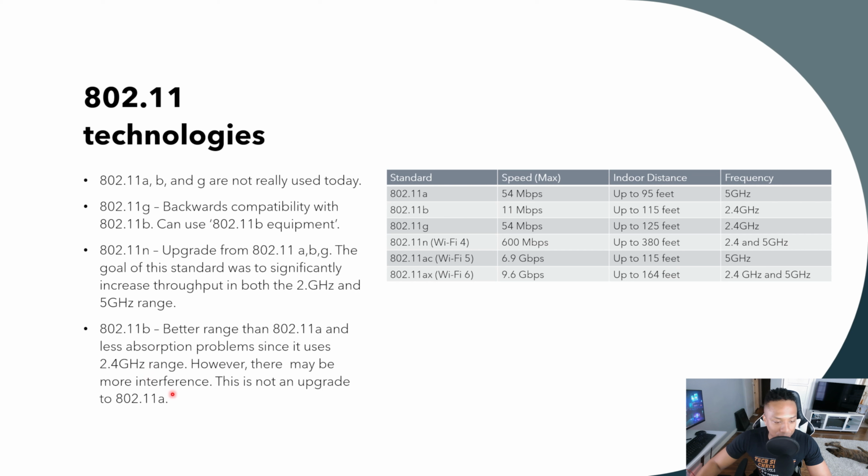But however, there might be more interference if you have certain equipment like microwaves and baby monitors and stuff like that. It was not an upgrade to 802.11a. Think of it more like an alternative.